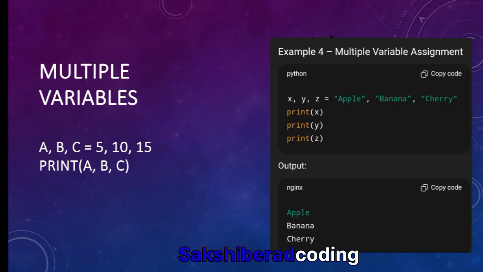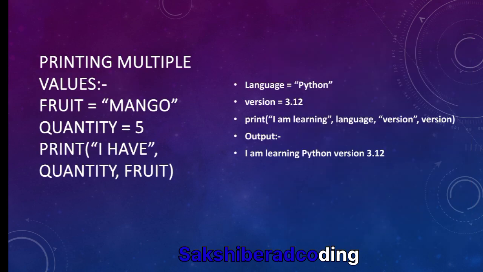Multiple variables and printing: a, comma b, comma c equal to 5, comma 10, comma 15. Print a, b, c. It will assign separate values to separate variables. You can assign multiple values in one line, and with print you can display them together.